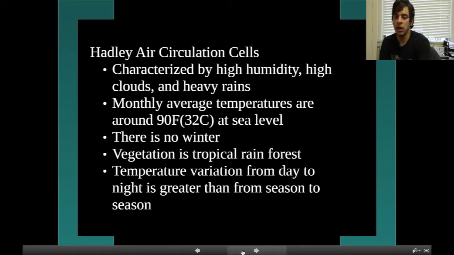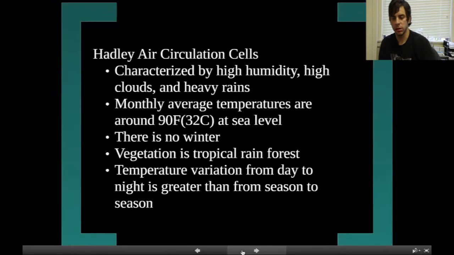They are characterized by high humidity, high clouds, and heavy rains. Their monthly average temperatures are around 90 degrees at sea level. There is no winter. Vegetation is tropical rainforest. The temperature variation from day to night is greater than variation from season to season. So the temperature changes more throughout the day than throughout the seasons.